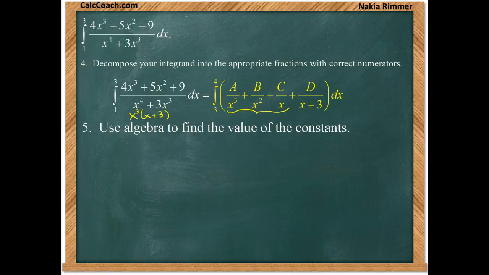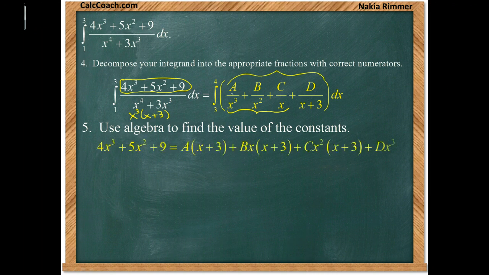How do we do that? It's our job to put these 4 fractions back together into one fraction. And then when we do, they'll have the common denominator, and their numerators should match. I have this original numerator of 4x cubed plus 5x squared plus 9. Well, when I put together these fractions, I'm going to have a numerator from multiplying by the terms that they're missing. A is missing the x plus 3 term.